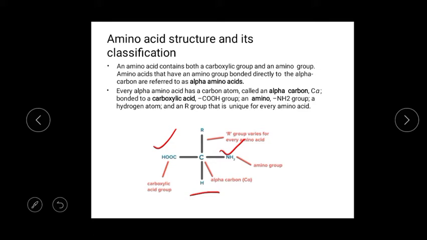Every amino acid has an alpha carbon which is bonded to a carboxylic group and an amino group, that is the NH2 group. It is also attached to hydrogen and an R group. So it is a chiral compound.